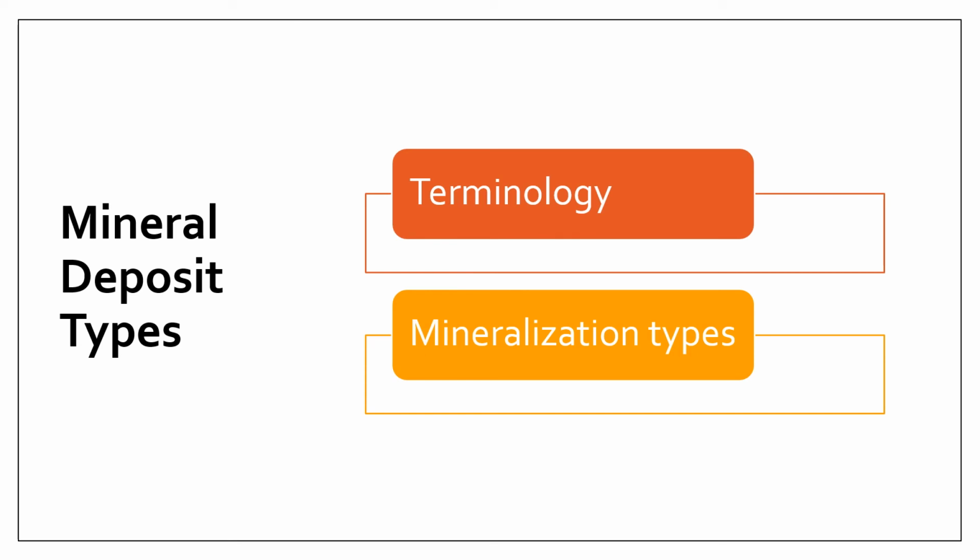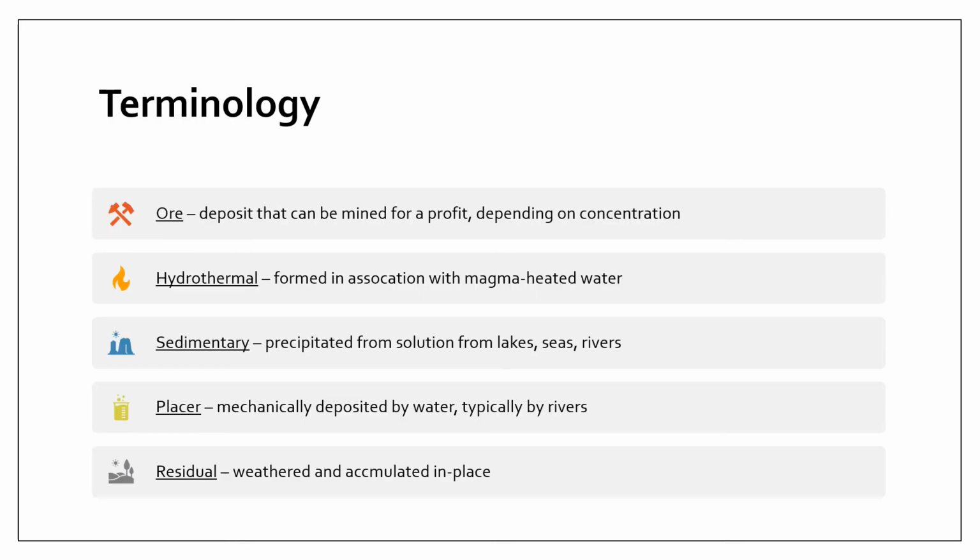You have the terminologies and the types of mineralizations. Okay, for terms, ore is a deposit that can be mined for a profit. So it always depends on the concentration. Okay, so a rock that contains some gold with very very low concentrations of gold might not be considered an ore.